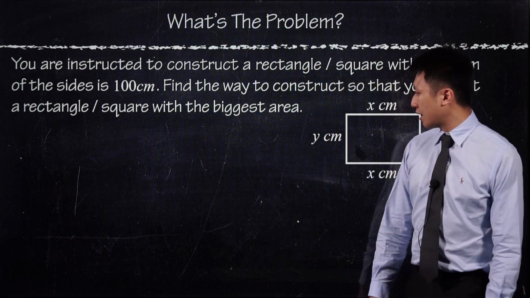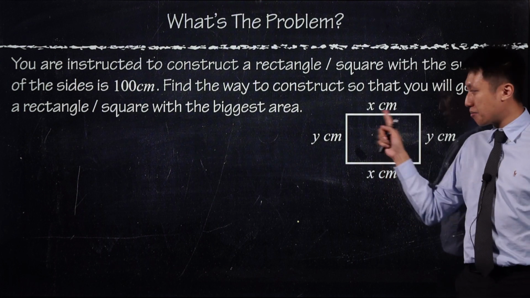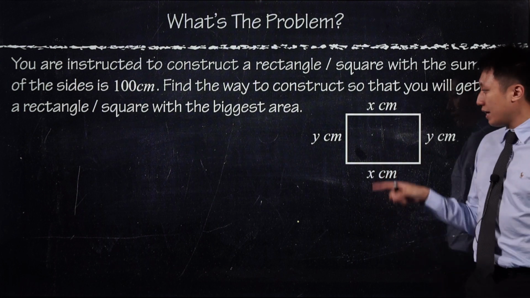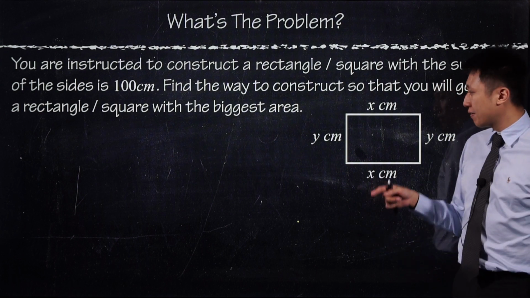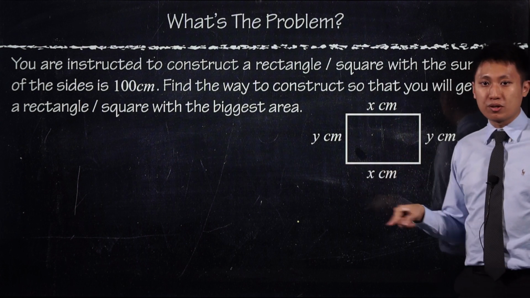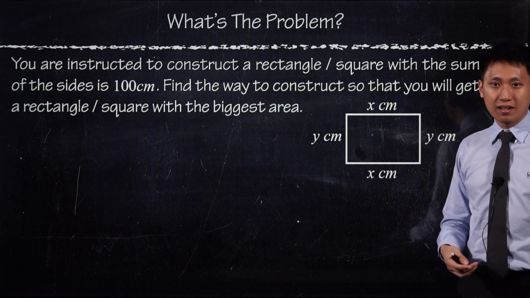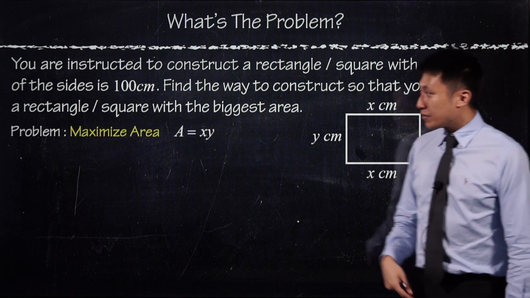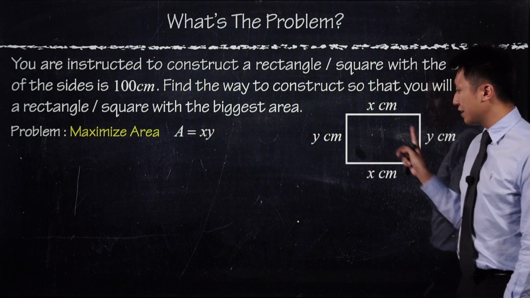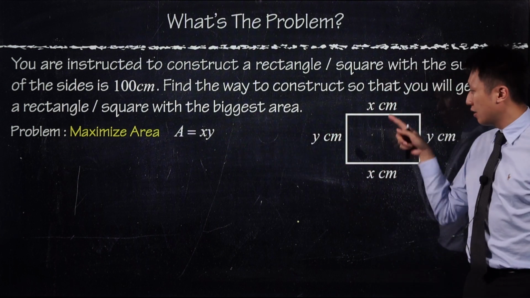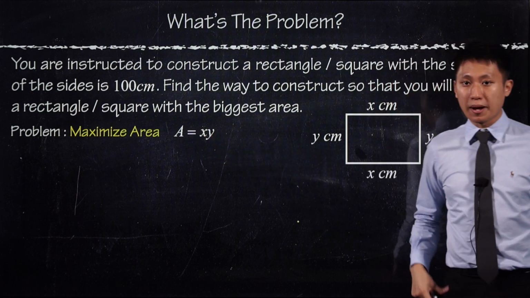So let's see. You have something like this: x, y, x, y. Because a square or rectangle must be of this shape, correct? Then what is the thing that is imposed on you already? You have this total equal to 100, meaning 2x plus 2y must be 100, correct? Now, what is your problem? You want to maximize the area. What is the area here? If you see this rectangle, x times y. So A is x times y. You want to maximize this function xy.